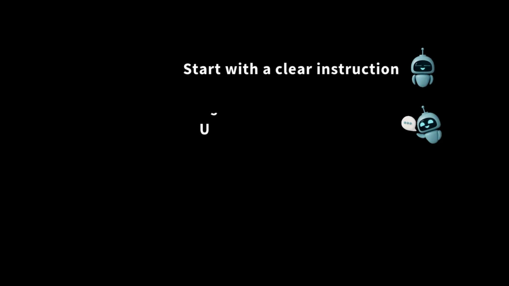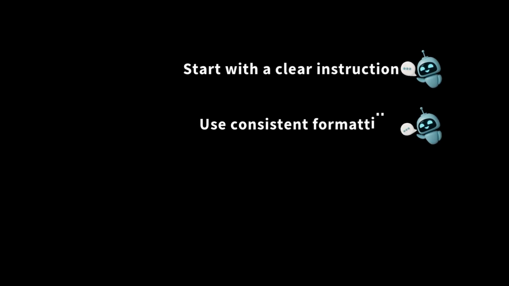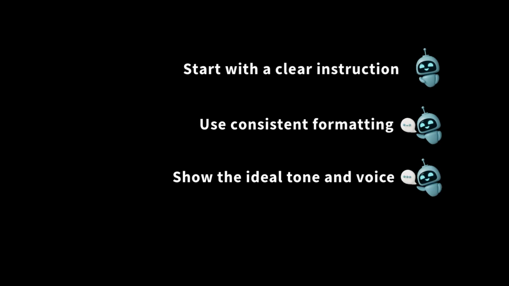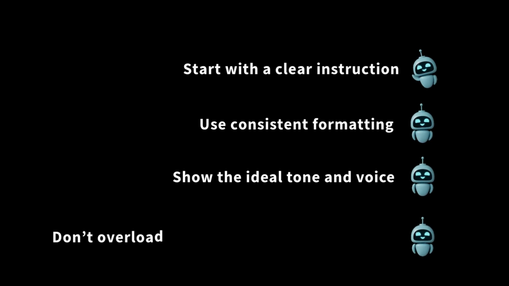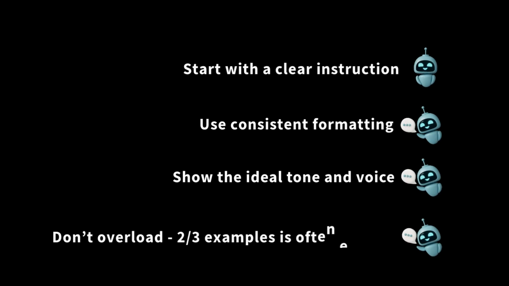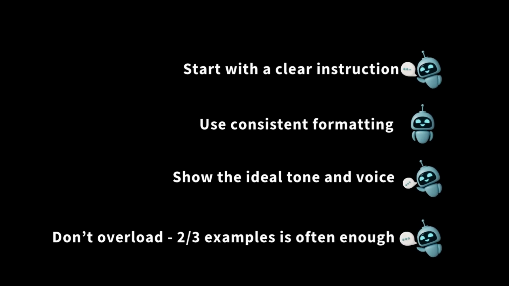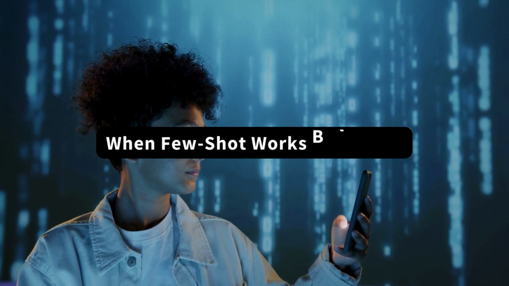How to use few shot prompting like a pro. Tips to master few shot prompting. Start with a clear instruction, like convert text into X format or apply Y tone. Use consistent formatting. If you use arrows, colons, or bold, repeat the style exactly. Show the ideal tone and voice, especially when you want to create creative or emotional outputs. Don't overload. Two or three examples is often enough. More examples is not always better. Better examples are better.